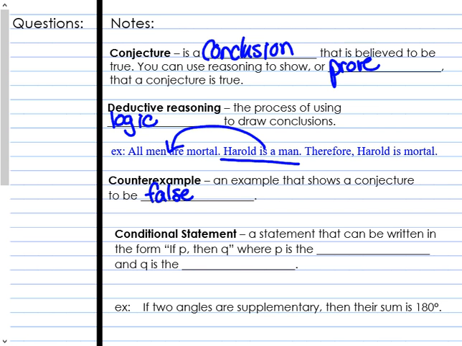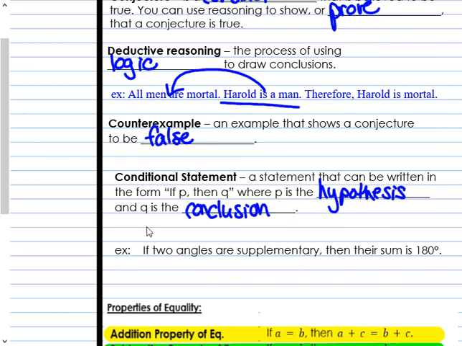A conditional statement is a statement that can be written in the form if P then Q, where P is the hypothesis and Q is the conclusion. Again, these should be terms that you're familiar with from science. For example, if two angles are supplementary, then their sum is 180 degrees. That's a conditional statement. If they are supplementary, then what happens? Well, their sum is 180 degrees.